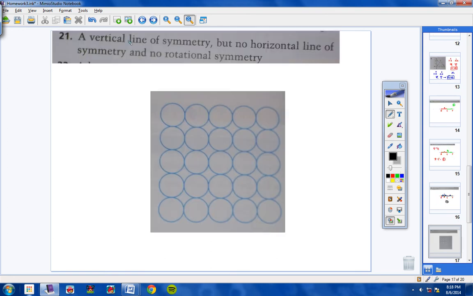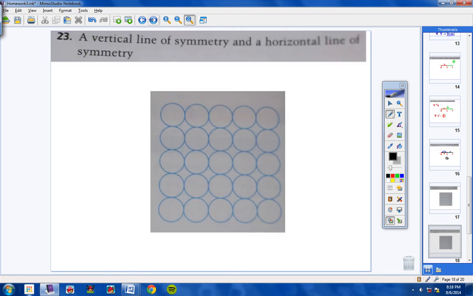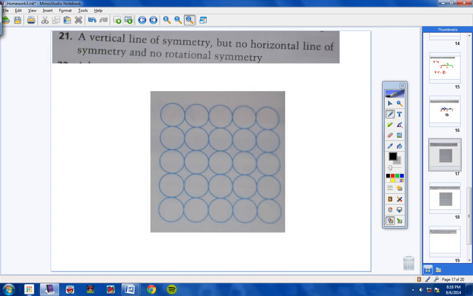Okay, now we're going to look at numbers 21 and 23. Now, 21 and 23 are interesting. They're very deep thinking problems, and probably most of you had some questions on these, so that's totally fine. And if you'll listen carefully, I think I can help you on these, okay? All right, they want you to draw. They want you to fill in circles so that you give them what they're asking for.